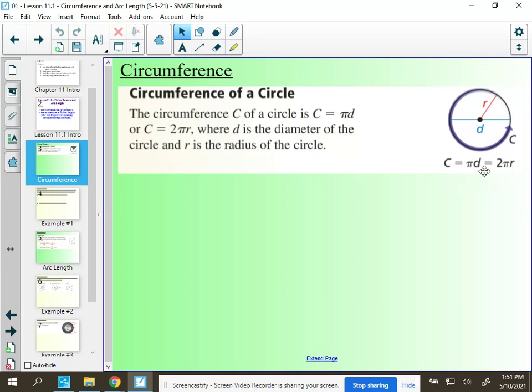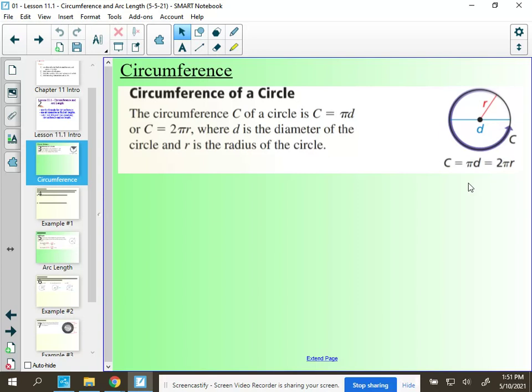We're seeing here two different formulas. Both involve pi. One is set up in terms of diameter. So knowing the diameter, I would just multiply that times pi, and that would tell us the circumference of the circle. If I know the radius, we would have to double the radius. So that's where the 2 comes from. Twice the radius times pi would also tell us the circumference.